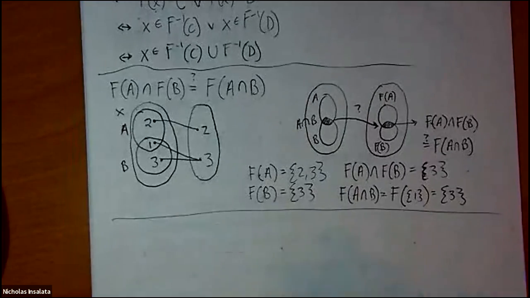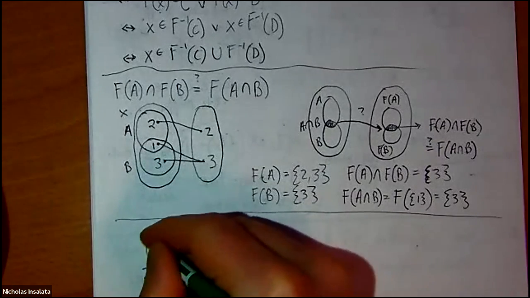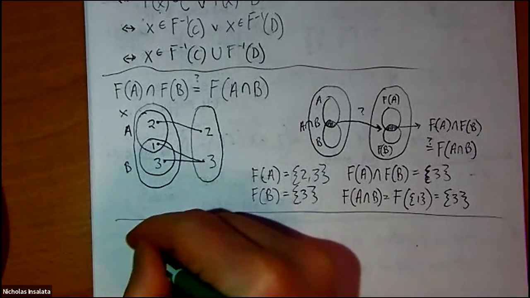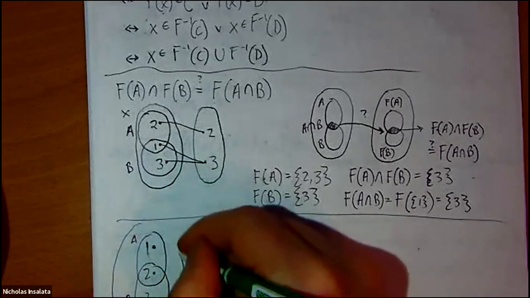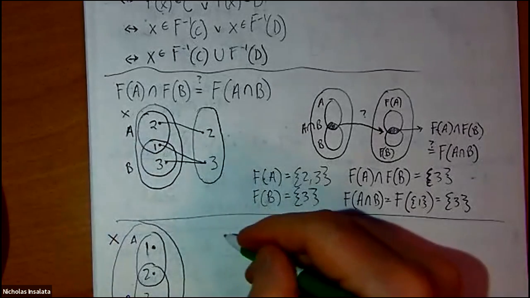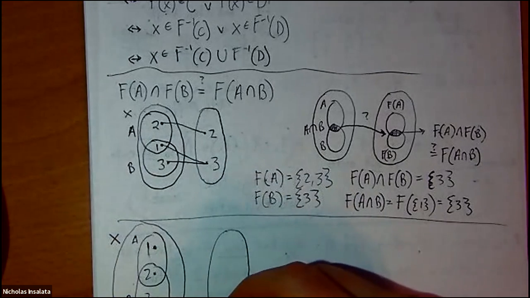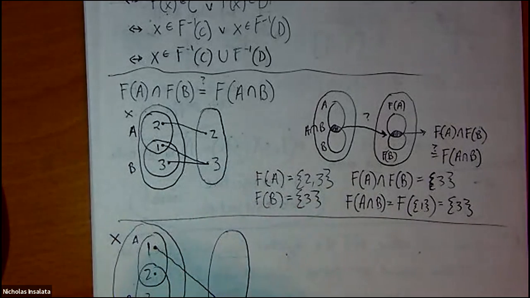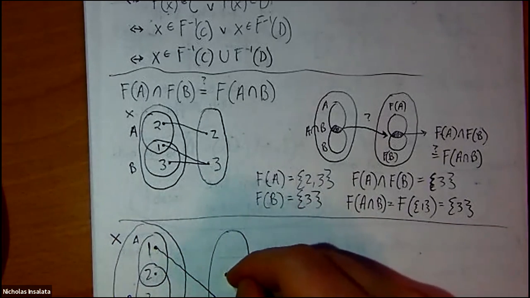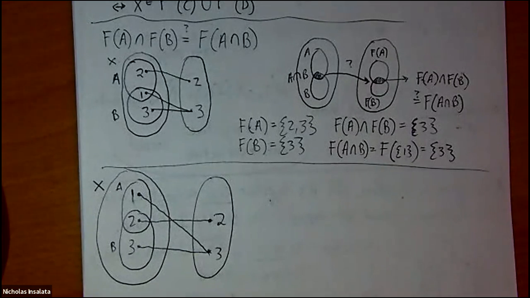Let's try again. We've got 1, 2, and 3 inside of 2 sets, A and B, which all takes place in the domain X, which maps over to the codomain. 1 and 3 map to 3, and 2 maps to 2. So did I do it correctly this time, Lucas? Is that right? I think so. Okay, so let's try one more time.